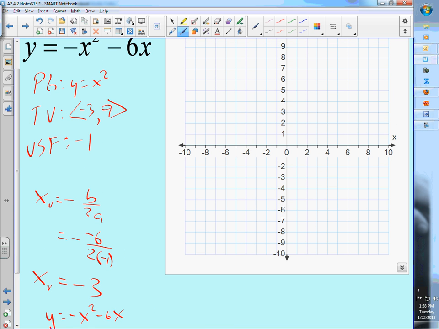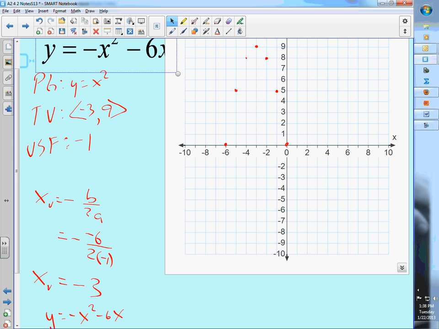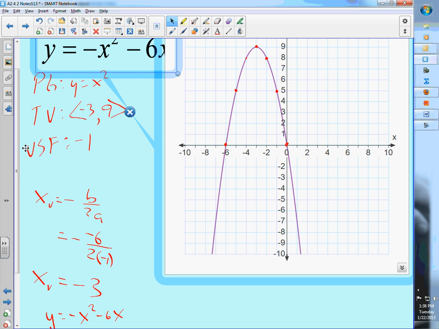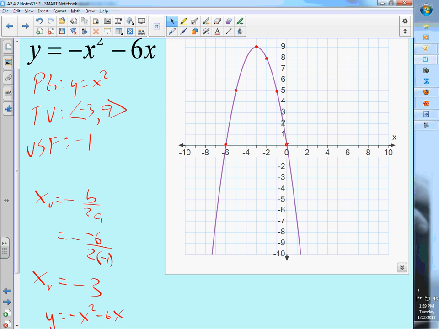Once you have negative 3, 9, here you are. Right 1, down 1; right 2, down 4; and right 3, down how many? Down 9. So there's your graph. There are 3 points that I consider to be most important on parabolic graphs.